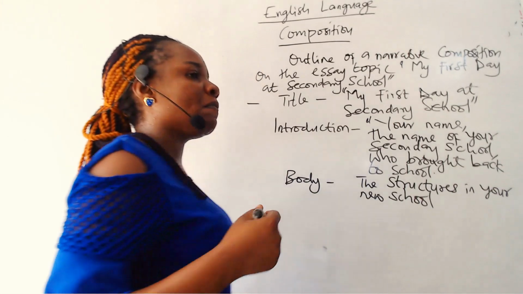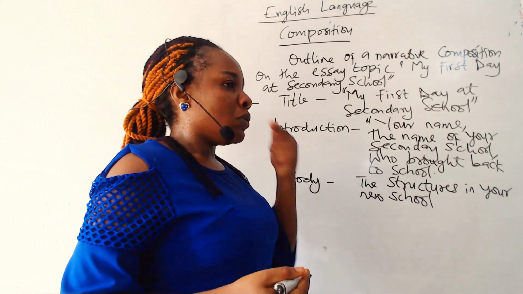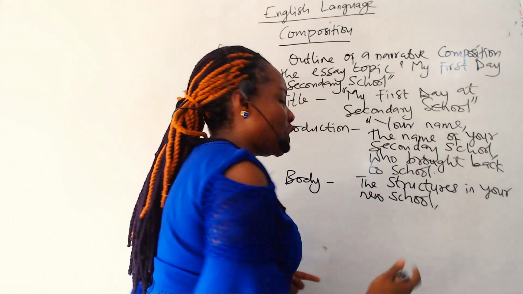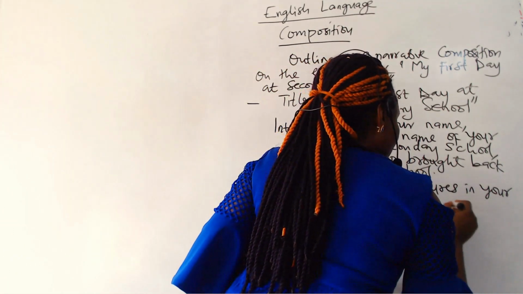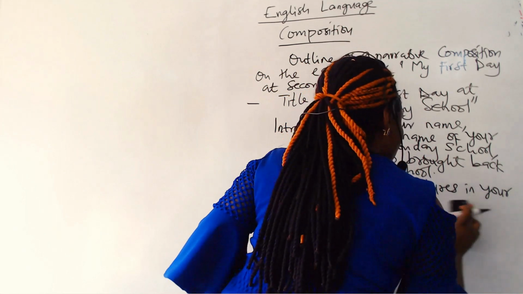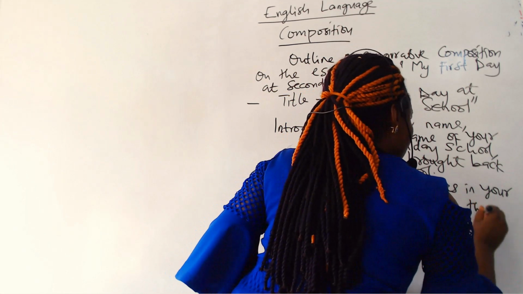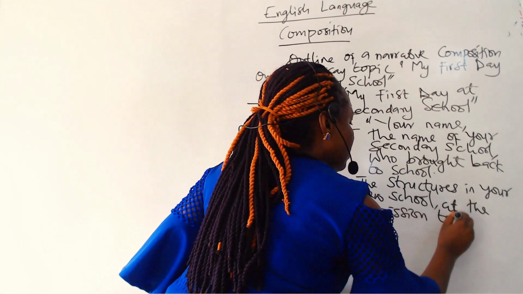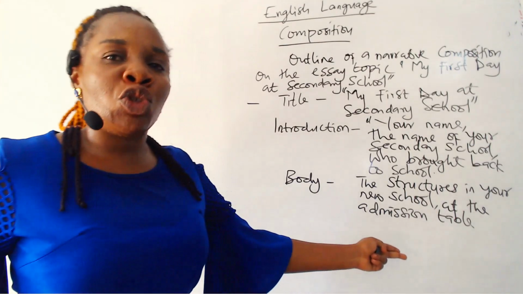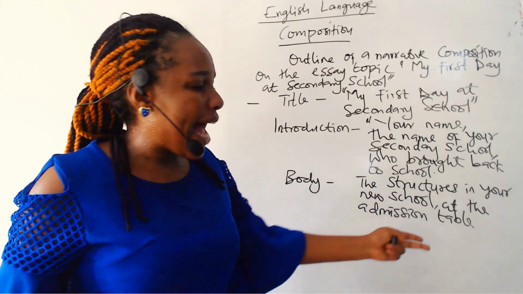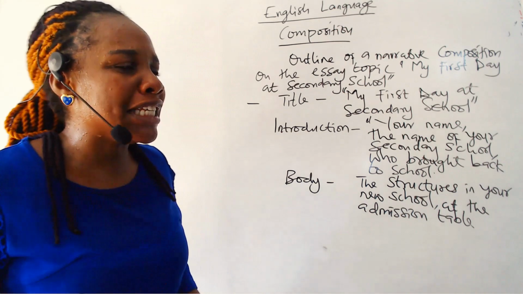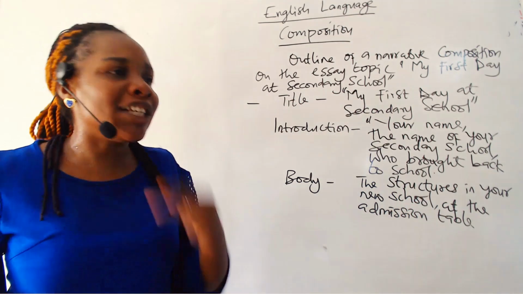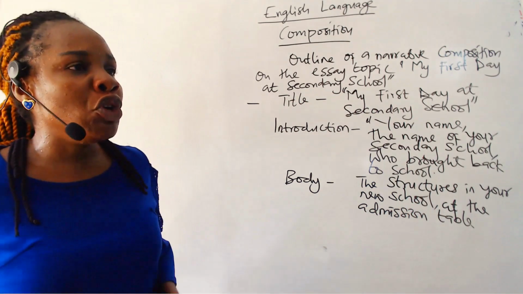Okay? And then, in the body too, should also come the way they attended to you. Maybe at the admission table. The way you were attended to at the admission table. Who attended to you? How many teachers attended to you? The teachers you saw there, even the students that you saw there at the admission table as you were being admitted into your new school.